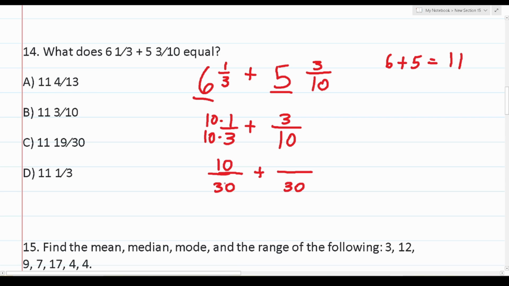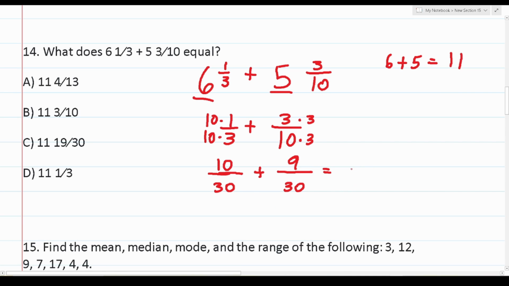So 1/3 is the same as 10 over 30. Likewise, it's very easy to convert 3/10 to a fraction over 30 by multiplying 10 by 3. Again, 10 times 3 is also 30. And if we do that to the numerator as well, 3 times 3, which is 9, you can see that we've made these denominators the same.